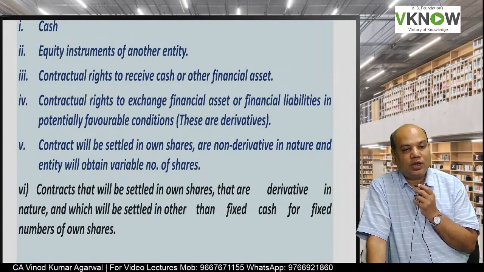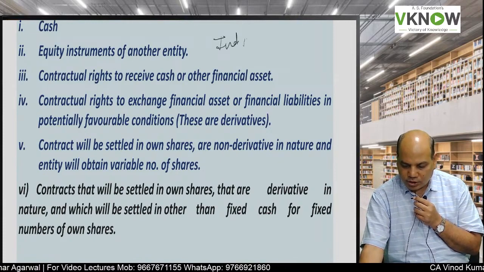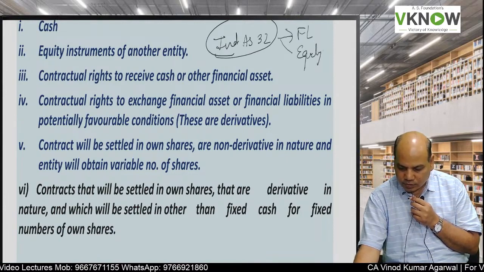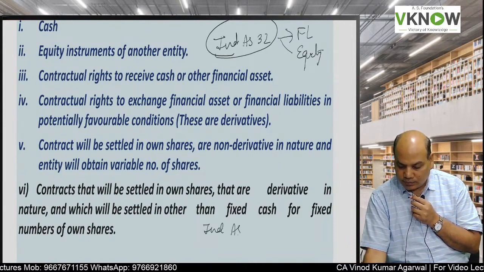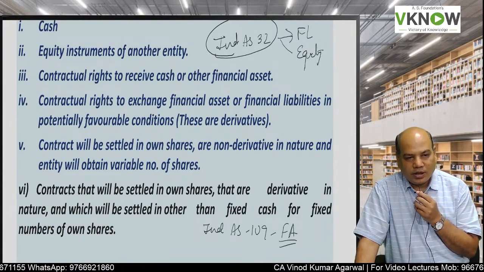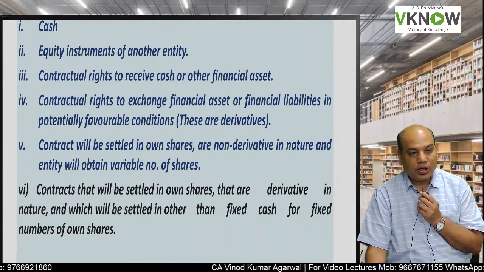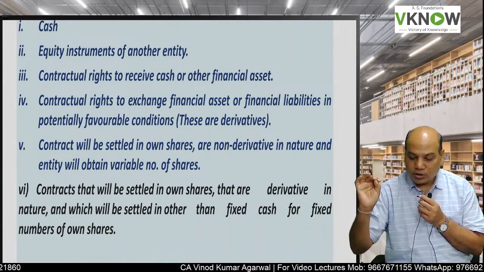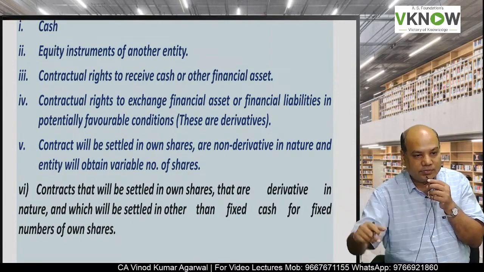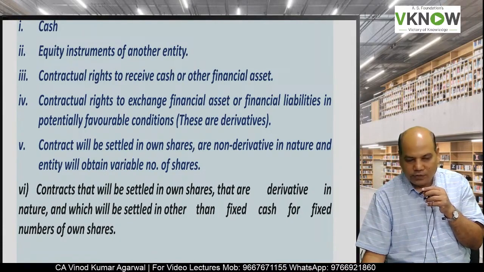So this was about financial liability and equity. Now we'll deal with what is financial asset. Just for your information, in IND AS 32 the major focus is on financial liability and equity, and in IND AS 109 the focus would be more on financial asset. But in the standard IND AS 32, we'll just have a quick discussion about the definition of financial asset. A financial asset has the following 6 elements: 1, 2, 3, 4, 5, 6. If any of the 6 elements are present, then we will call it a financial asset.